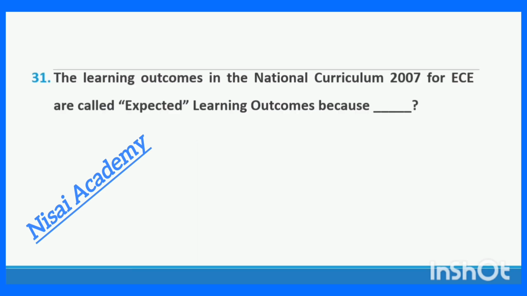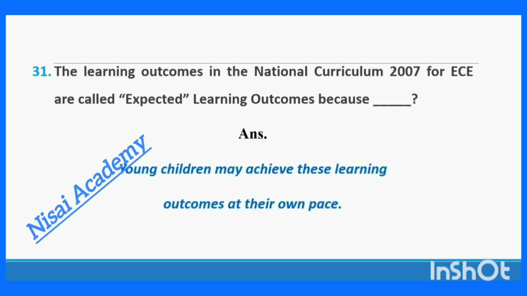Question 31. The learning outcomes in the national curriculum 2007 for early childhood education are called expected learning outcomes because young children may achieve these learning outcomes at their own pace. Right answer: young children may achieve these learning outcomes at their own pace.